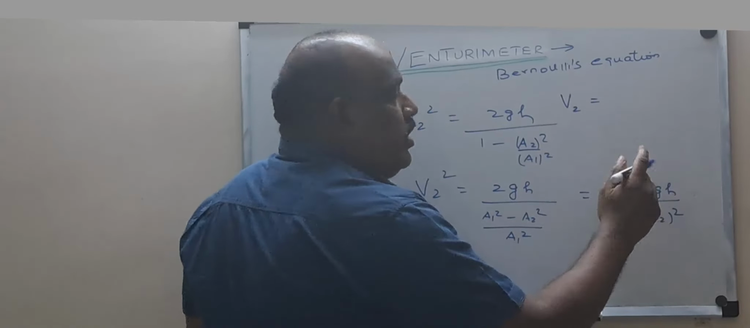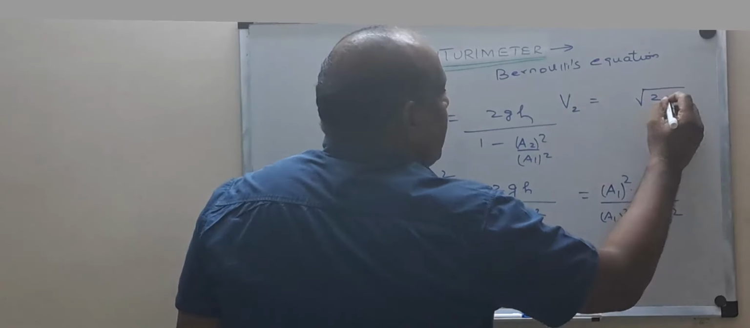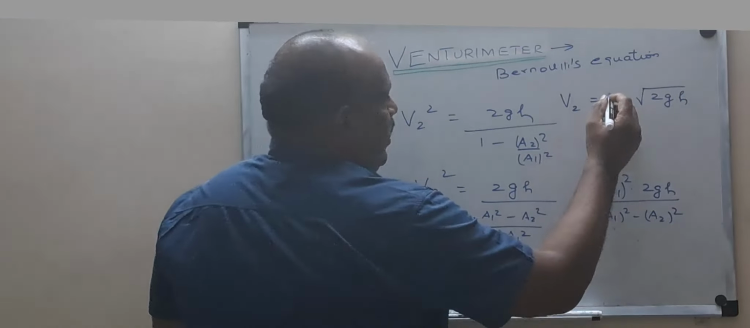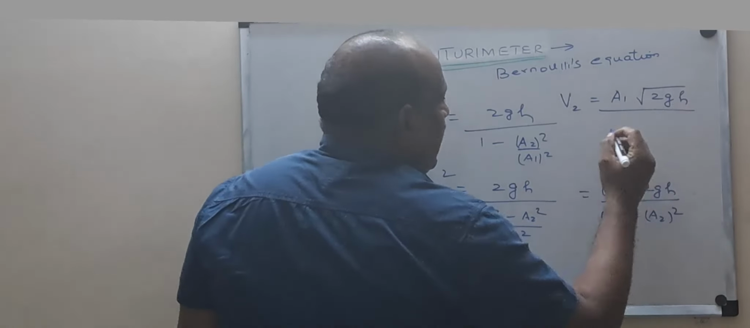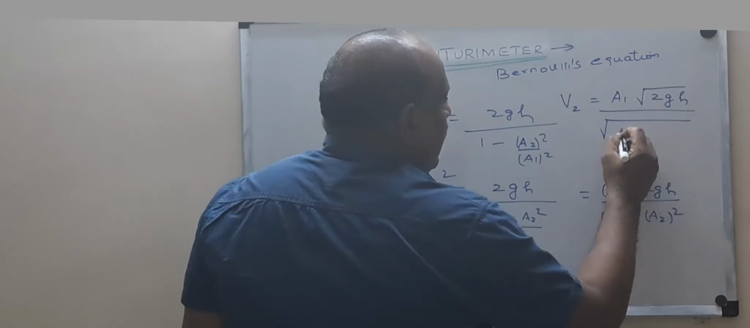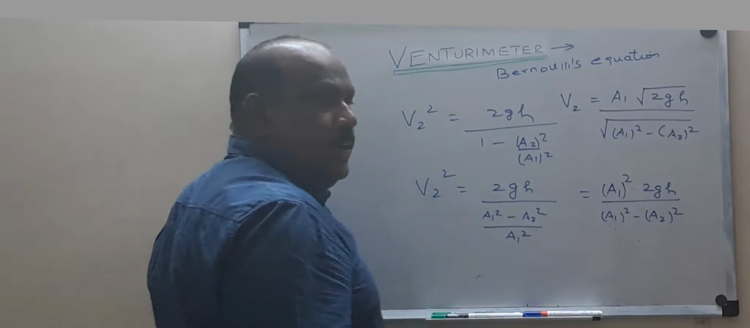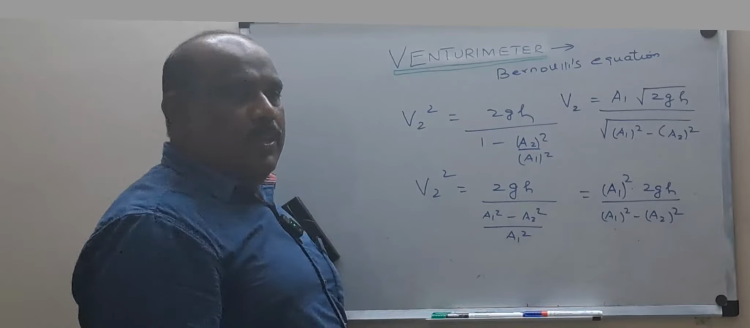Root of all these terms, so it will be root of 2gh. I will give it separately. What will a1 squared become when I take it out? Very good, it will become a1. What is the denominator? It will become the square root of a1 squared minus a2 squared. Got it?